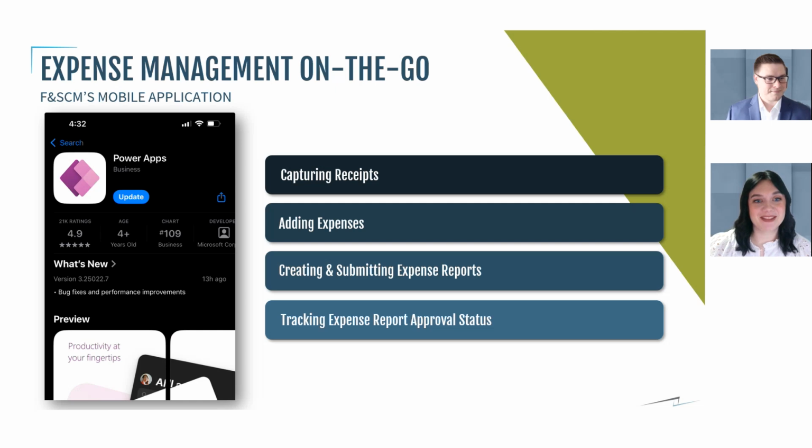Now that we have gotten the chance to look at what D365 has to offer in the web browser, I wanted to also show you another piece of really cool functionality, and that is reporting on the go with the expense management mobile app. What Microsoft has done is they have created a power app for us to use in which you can capture receipts, you can add new expenses, you can create and submit an expense report, and you can even track the approval status of your expense reports all on your mobile device.